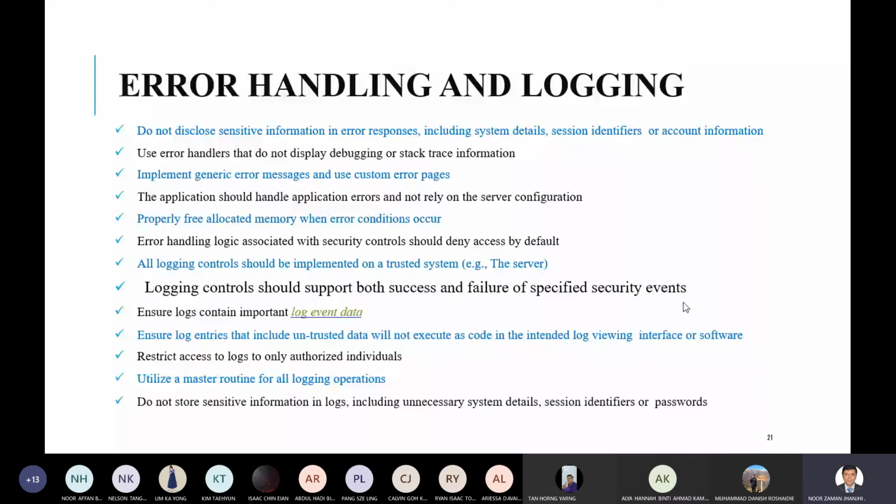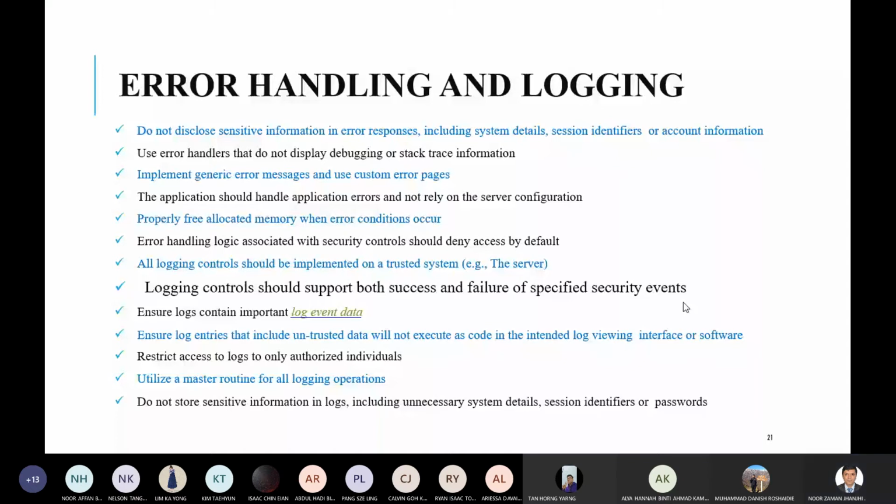We need to properly free allocated memory in case any error happens. We need to manage all of the error handling logic associated with the security controls. And we need to deny, if errors occur, the access controls, sessions and other things already assigned to the user. And we need to make sure that our log file does not contain any severe or critical information as well.